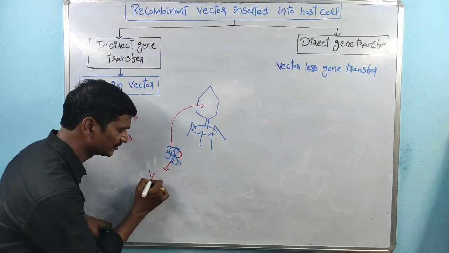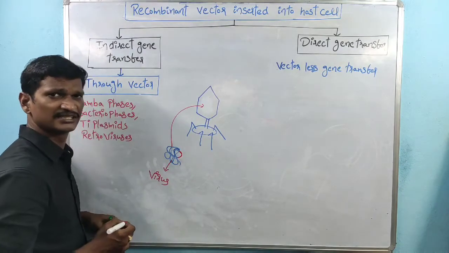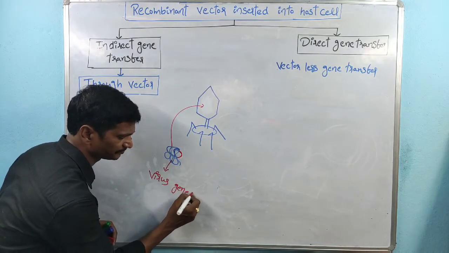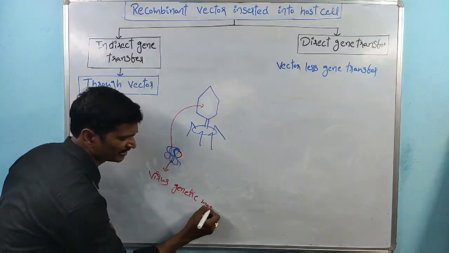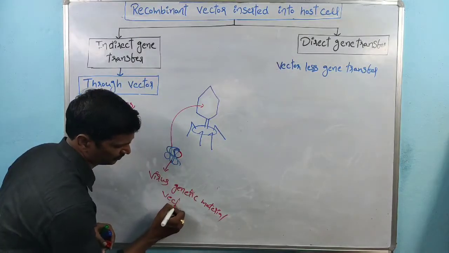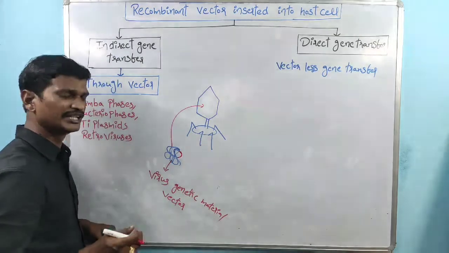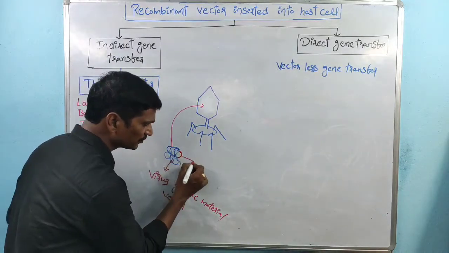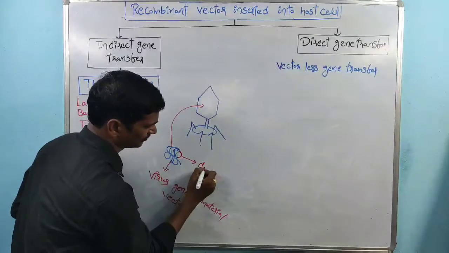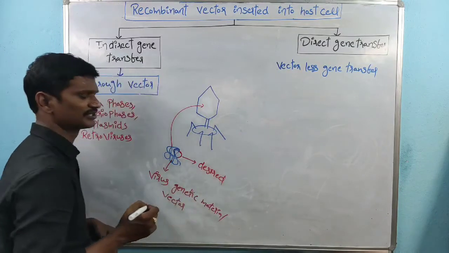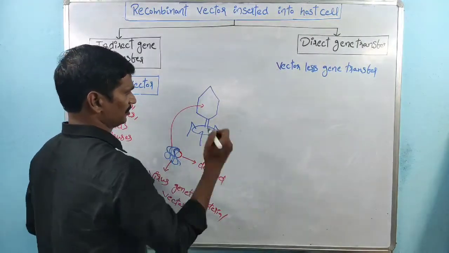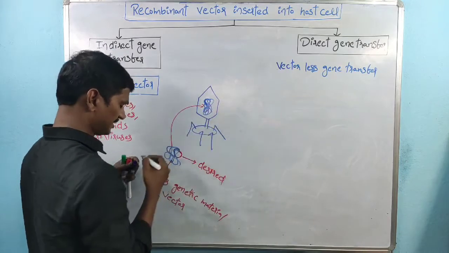Whatever the virus genetic material is there, the viral genetic material is called the vector. So we deleted some of the viral genes. In that place, we inserted our desired gene. Right? So this is the reinserted genetic material of the virus.